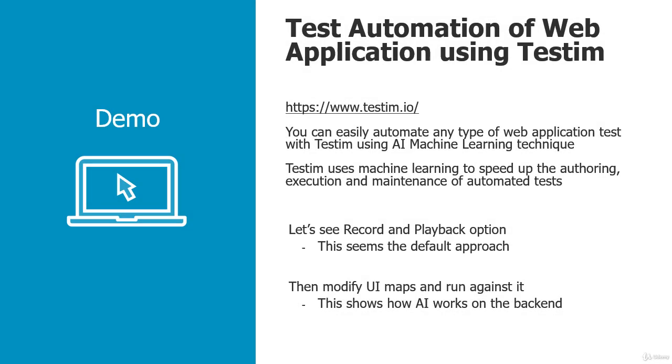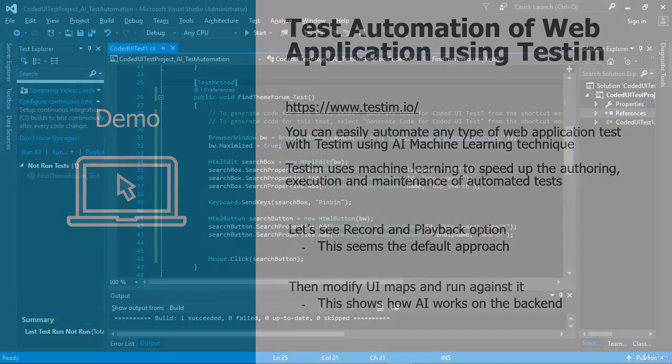We are going to use an AI test automation tool called Testim to create an automation script for a web application, which uses AI machine learning to speed up the authoring, execution and maintenance of automated tests. Before we create an automation script using Testim, let me show you why we need to create a script which uses AI machine learning.